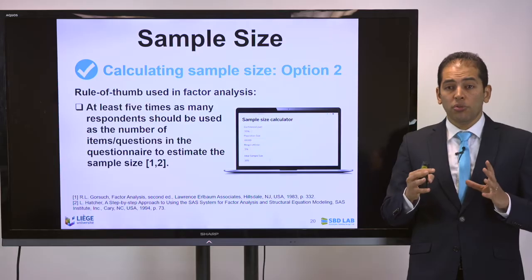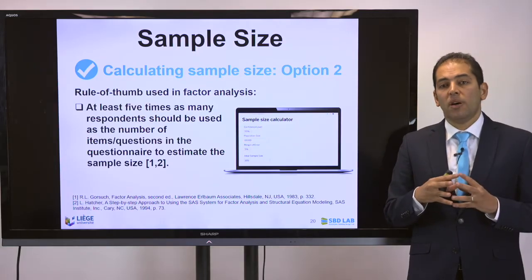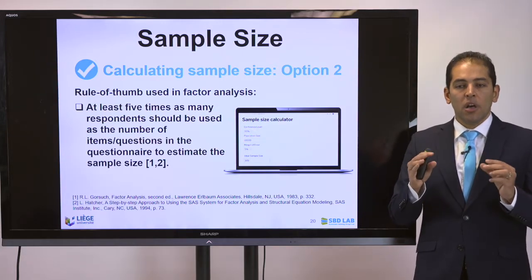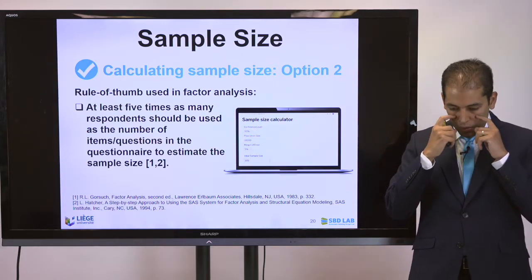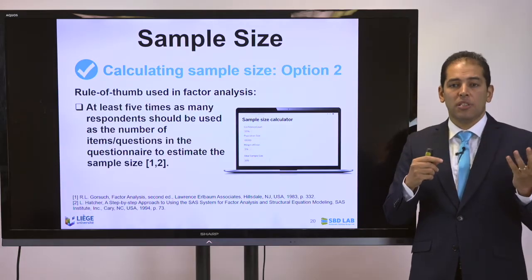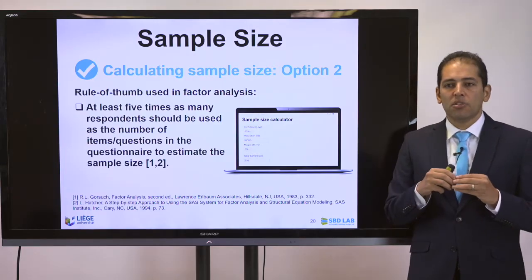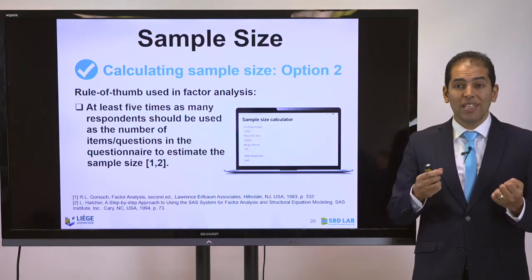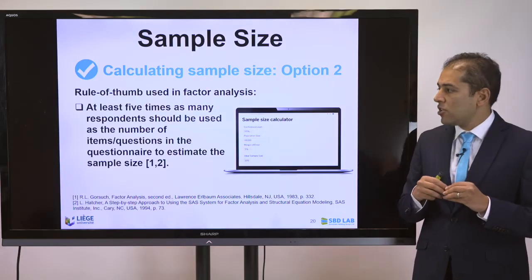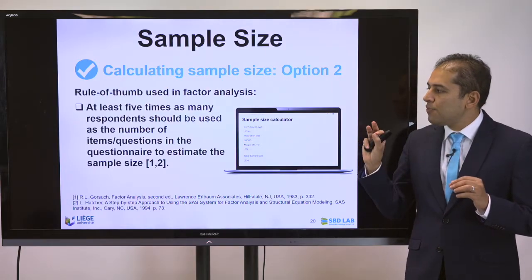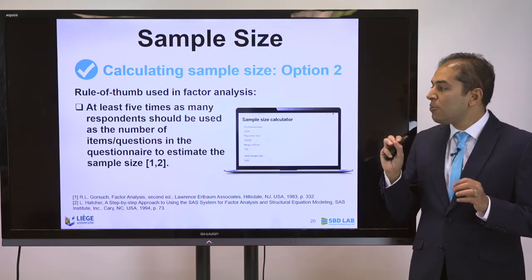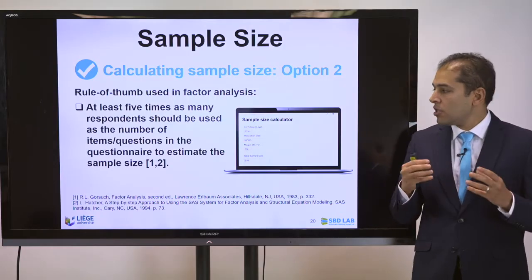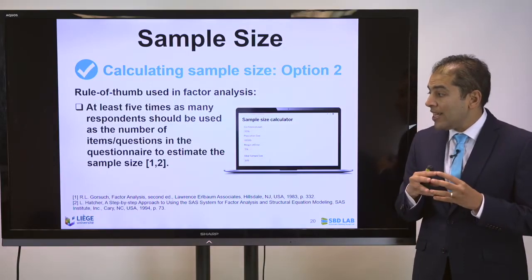Now let's move to option 2, which is a totally different approach to defining your sample size, because it depends mainly on your survey. It depends on the questionnaire that you are going to develop and the number of questions that you will have. In fact, calculating your sample size under option 2 is based on a rule of thumb used in factor analysis. And what do we do there? You will be required to have at least 5 times as many respondents as the number of items or questions in the questionnaire to estimate the sample size.